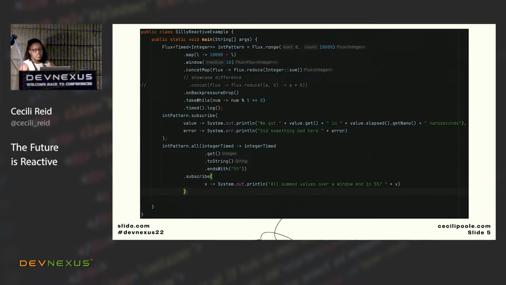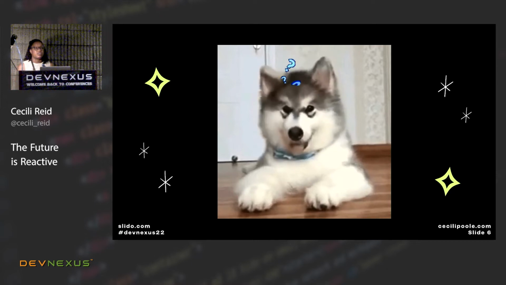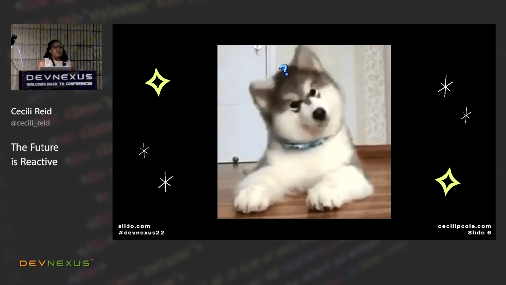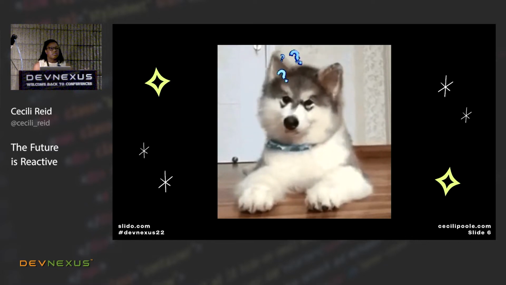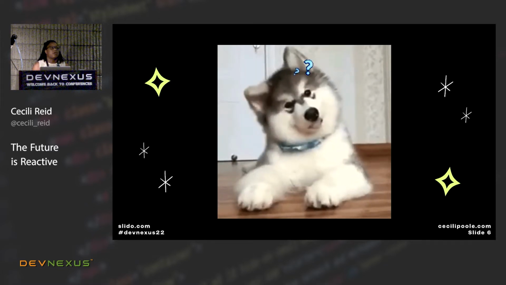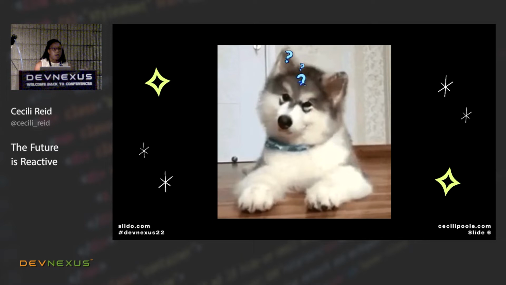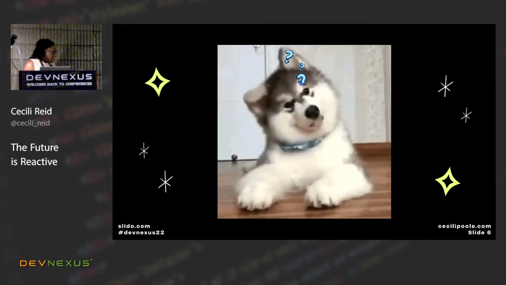But this is how I felt when I saw some reactive code. Like, what is this that I'm looking at? I don't understand any of these terms. Flux sounds like it's a made-up word out of Harry Potter. They probably do have some kind of flux there.